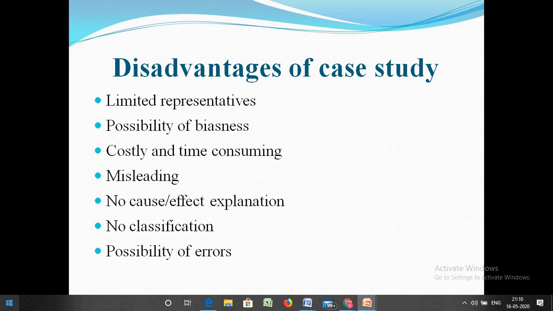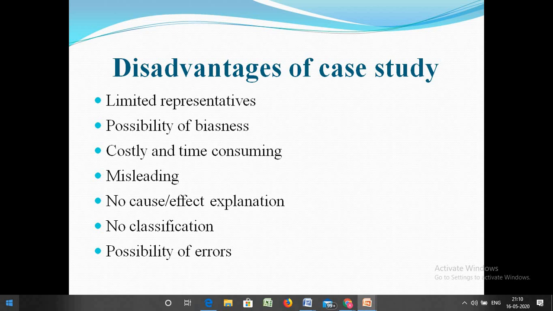Second is possibility of bias. Now, it has been mentioned that though case studies reduce bias, sometimes it may be biased towards a single individual or group of people, because case studies contain the study of observations and perceptions of a sole person. So because of this, there are chances that the person presenting the case study may present it in one manner, missing other aspects completely.